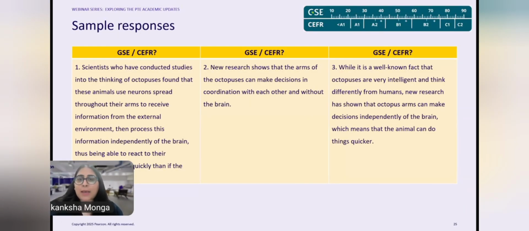Now, let's take a look at these sample responses. I have three sample responses here for you, and I'd like you to look at them. Consider for a moment what GSE score or CEFR level they would be at. Here on top, you can also see a CEFR scale, which goes from beginner to native or proficient in terms of English language levels. This is the same scale that the Global Scale of English, or GSE, is aligned with. GSE is the 10 to 90 scale on which PTE scoring is done.